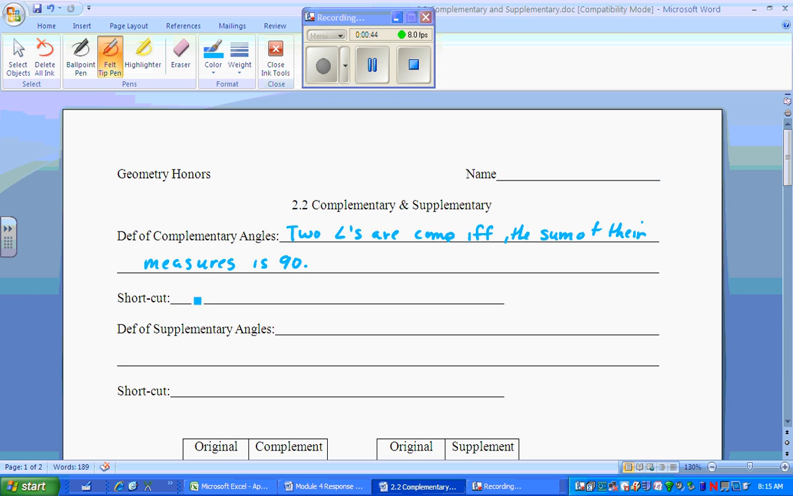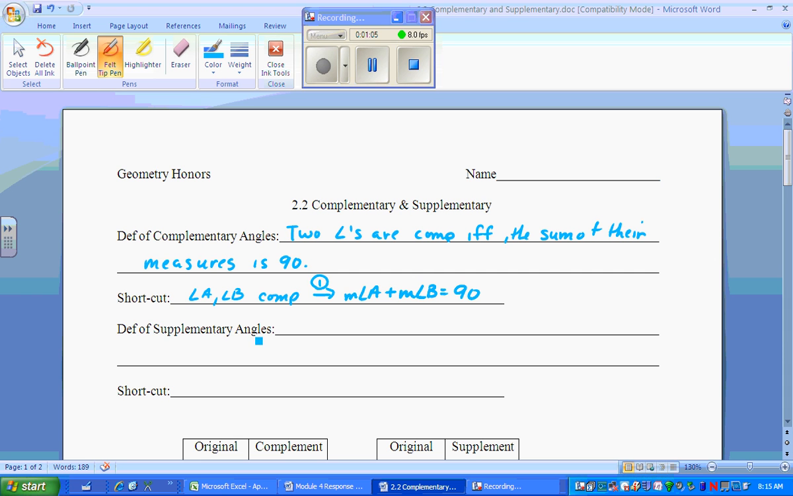What does it look like in a proof? Well, you'll start with A and B, or some type of two angles being complementary. Then the measure of angle A and the measure of angle B added together are going to equal 90. And this reason is going to be definition of complementary.